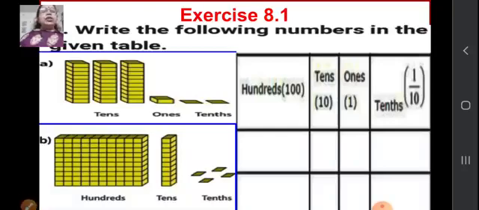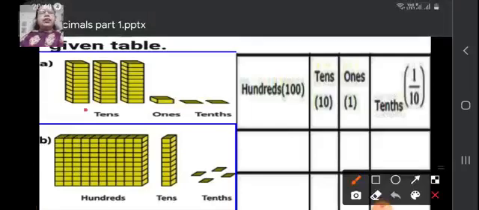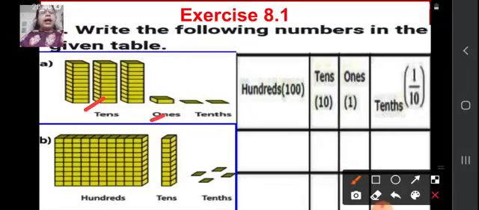Now, let us start solving the problems of exercise 8.1. Write the following numbers in the given table. So, we can see here that we have 3 tens and 1 ones and 2 tenths. We do not have hundreds, we write in tens place 3. We have 3 tens and 1 ones and how many tenths? 2. So, the number will be 31.2.